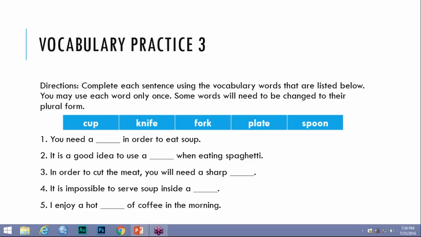All right, we have a few more seconds. Okay, there we go. So I'm going to stop the timer, and I'm going to start reading, and you can start sending those messages over. Number 1, you need a blank in order to eat soup. You need a blank in order to eat soup.